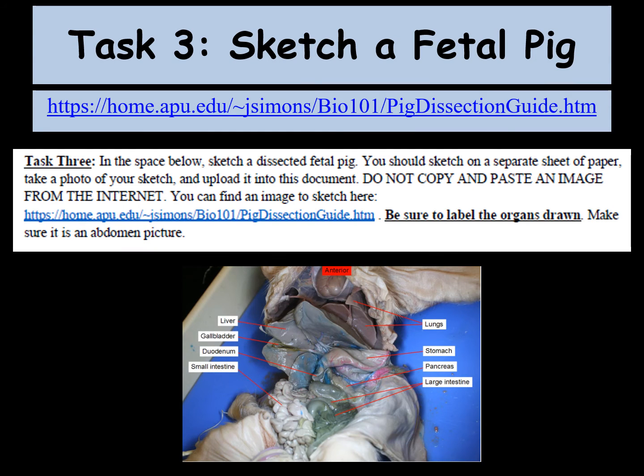In task 3, this is where you're going to start comparing what human body organs and body systems look like compared to that of a fetal pig. So in task 3, what you're going to do is you're going to sketch a fetal pig. Please make sure you do this on a separate sheet of paper and you label as many organs as you can in the abdomen of a fetal pig.